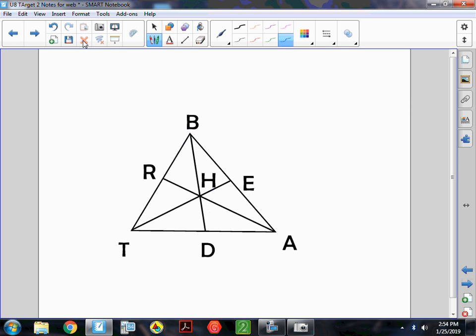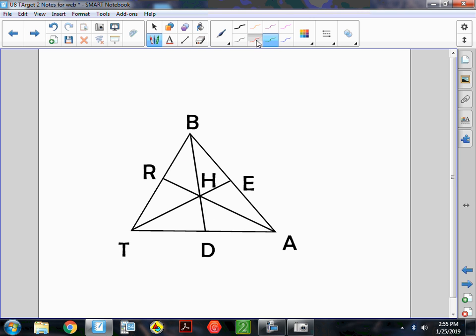So given that H is a centroid, if I know DH is equal to 2, I know that's the smaller of the segments from the centroid to the midpoint. That tells me that BH is going to equal 4, because BH is from the centroid to the vertex. That has to be double the smaller side. Likewise, if I knew HD was 5, I can double that and say BH is 10.